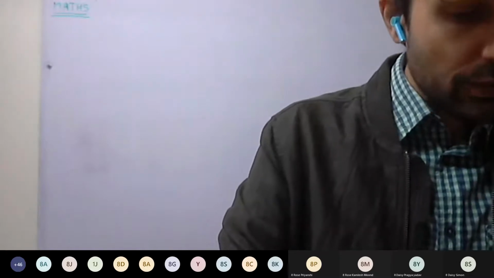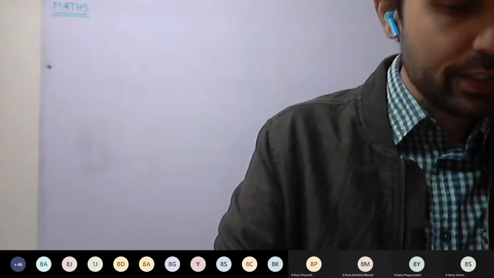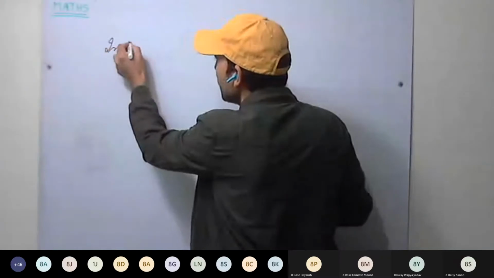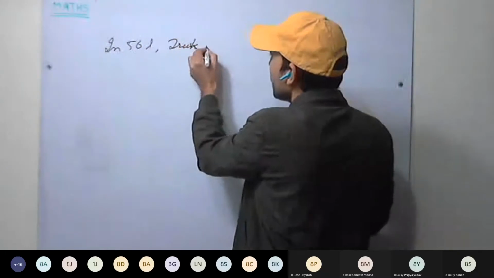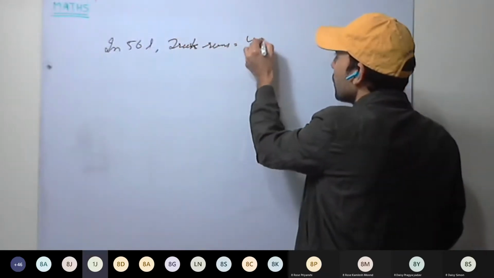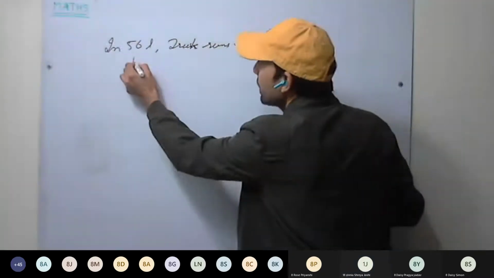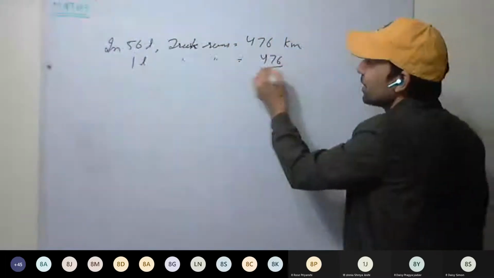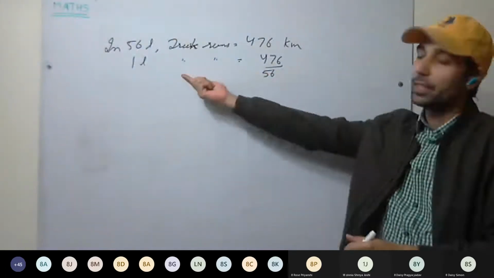A truck runs 476 km on 56 liters of diesel. How many kilometers will it run on 198 liters of diesel? In 56 liters, the truck runs 476 kilometers. And in 1 liter, will it run less or more? It will run less. So 476 divided by 56 is the distance it will run in 1 liter.